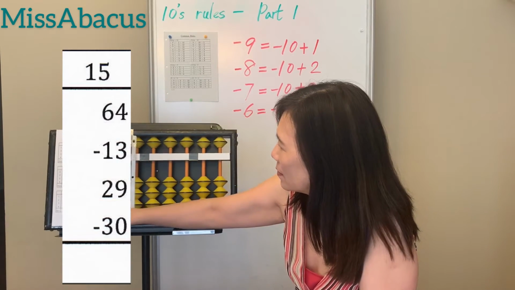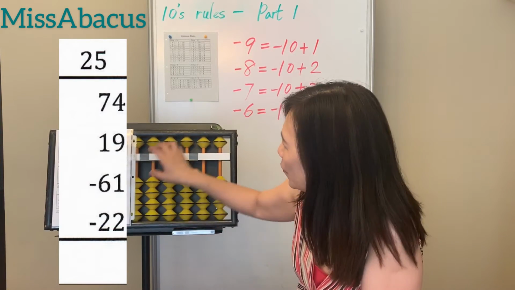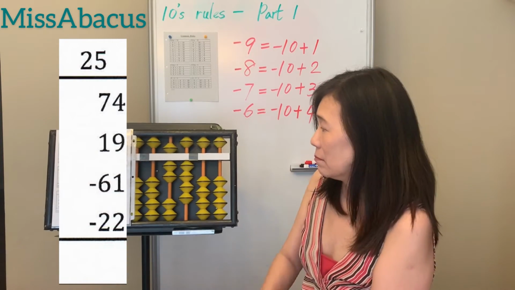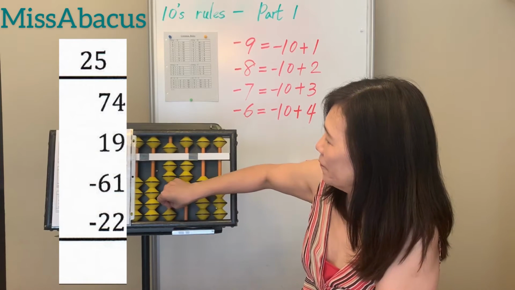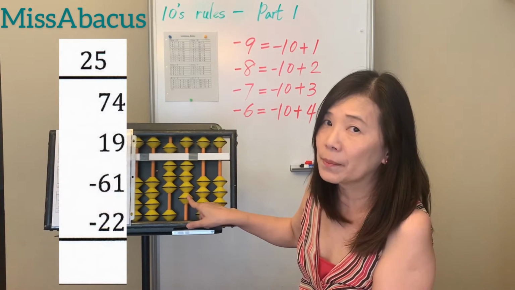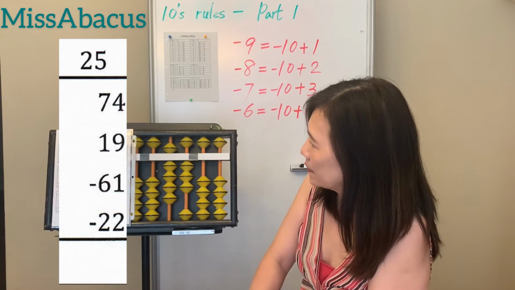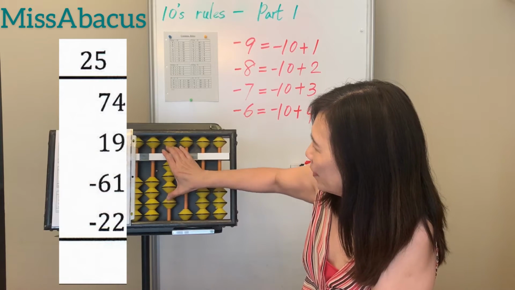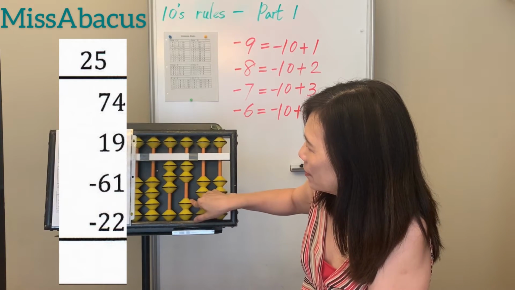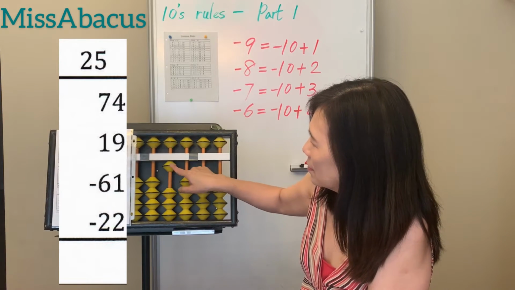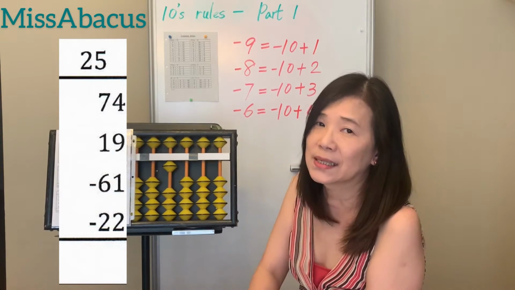Let's do the last one. Problem 25. 74 plus 19. A lot of 9s, huh? 1 here and 9 here. Same rule: minus 1 plus 10 for the 9. Minus 61. No rule because you have 6 here. You have 1 here. Minus 22. No rule. Answer: 1, 0. That's 10.